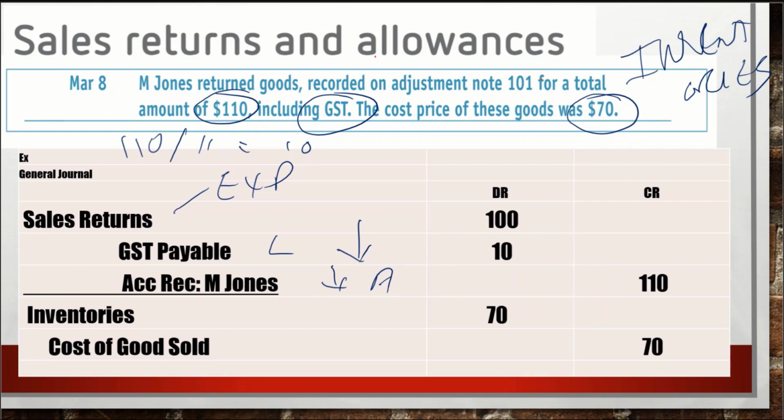And now, as with sales, I go to step 2. What happens to inventories? Inventories, my asset, I put the product back on the shelf if there's nothing wrong with it. Inventories, the asset, increases, so I debit it. And then cost of goods sold, my expense, decreases now, and I will credit the expense. And that is basically how you do purchases of inventories, sales of inventories, and sales returns.